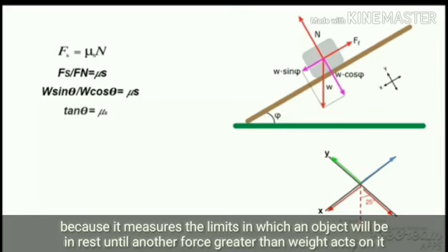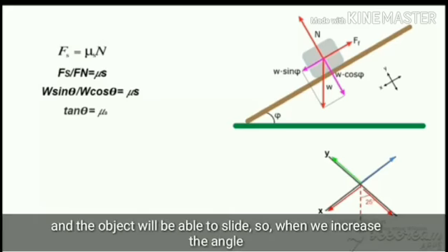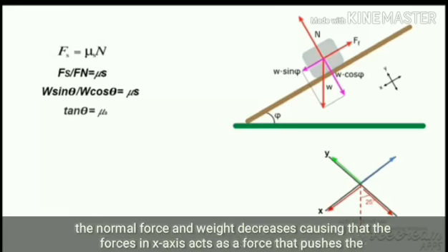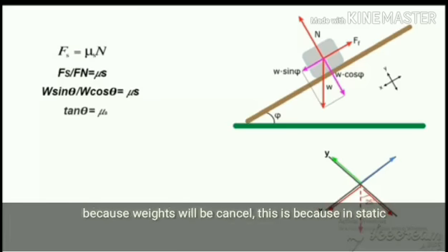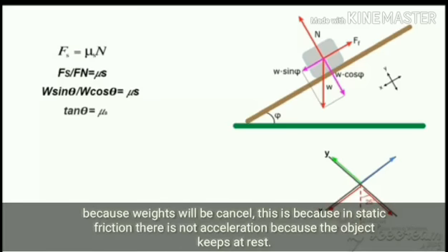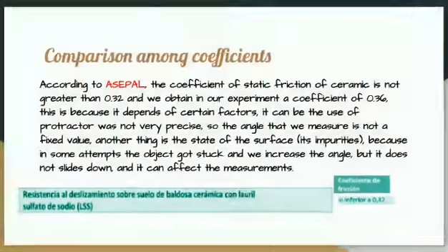So with tangent we calculate the coefficient of static friction because it measures the limit in which an object will be at rest until another force greater than weight acts on it, and the object will be able to slide. So when we increase the angle, the normal force decreases, causing the force along the other axis to act as a force that pushes the object, and it demonstrates that static friction will not be affected by mass because the weights cancel. This is because in static friction there is no acceleration, since the object is at rest.